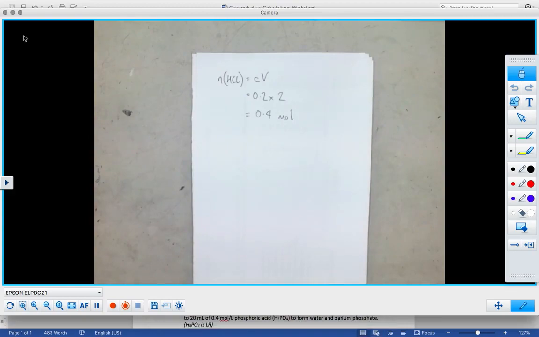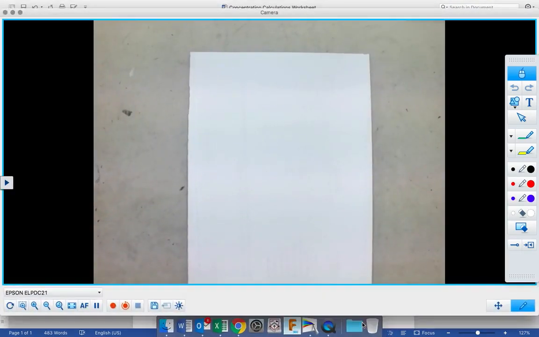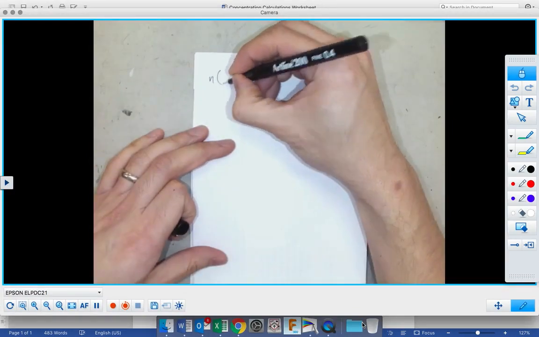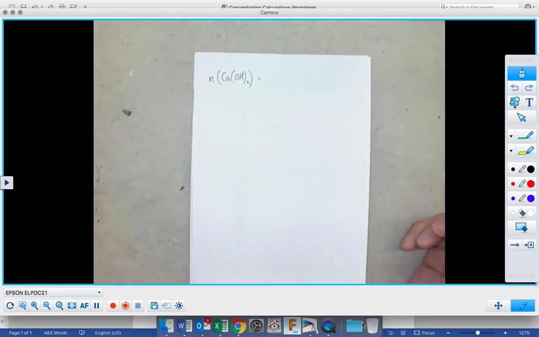Let's have a look at question number 2. Determine the number of moles of hydroxide ions in 30 mL of 0.5 moles per liter calcium hydroxide solution. This is our first little bit of a trick. It's asking for the number of moles of hydroxide ions in a solution of calcium hydroxide. You should know the formula for calcium hydroxide. Hopefully you know that it is Ca(OH)2.